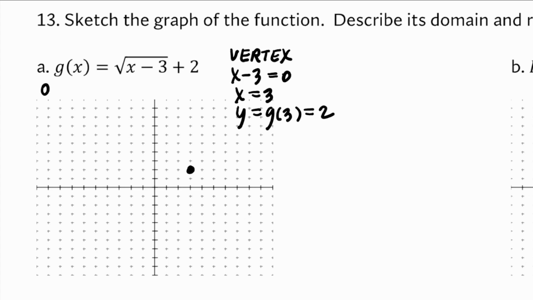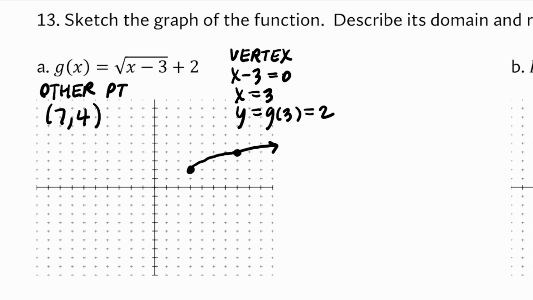So my other point is going to be x equals 7, and y is going to be the square root of 4 is 2 plus 2 is 4. But you could choose some other point if you wanted. 1, 2, 3, 4, 5, 6, 7, 3, 4. And that would be a suitable sketch for us.